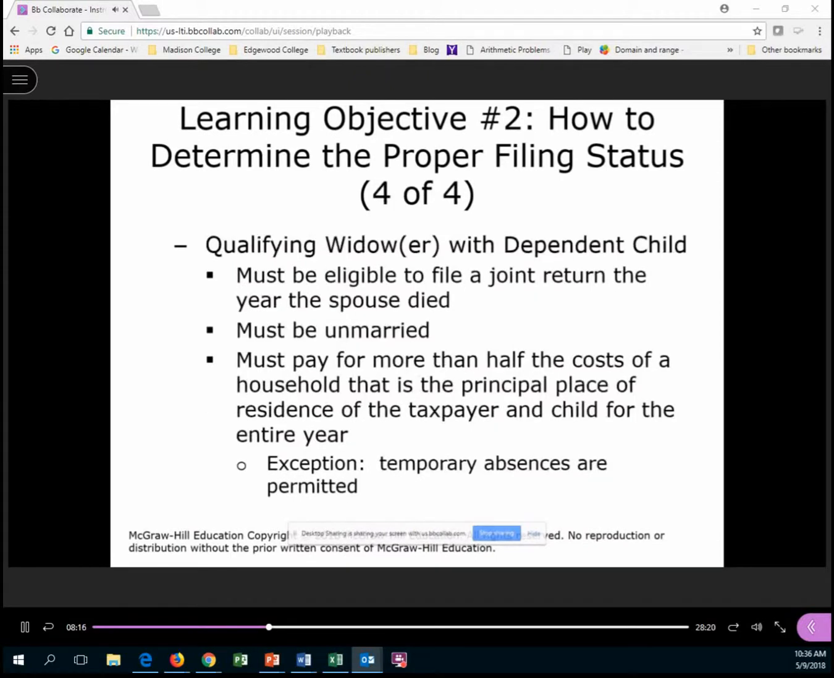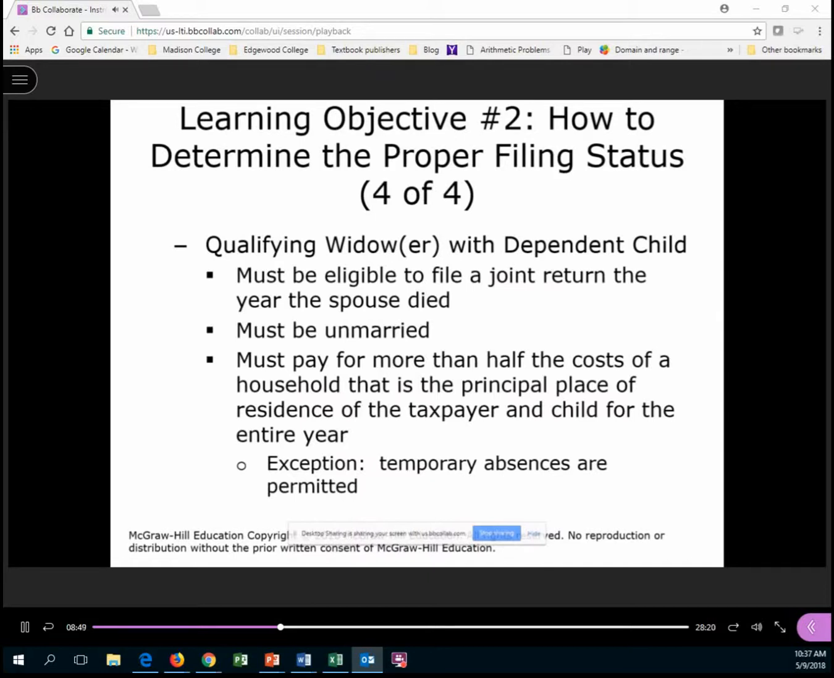Another filing status is qualifying widow or widower with a dependent child. And as I mentioned in class last night, the child does not have to be the biological child of the taxpayer. This can be an adopted child as well. And a qualifying widow or widower is an opportunity for the surviving spouse in the years after the year of death to be treated as though they were still married and can file jointly.